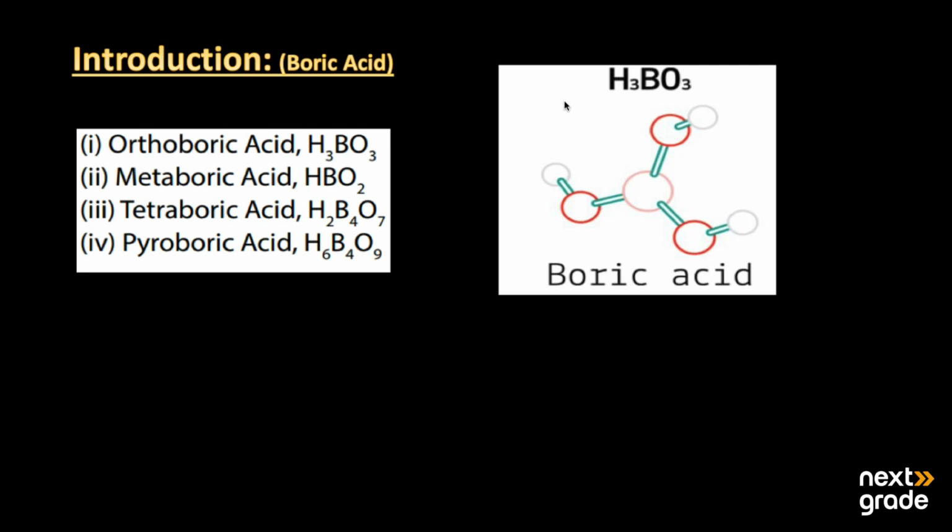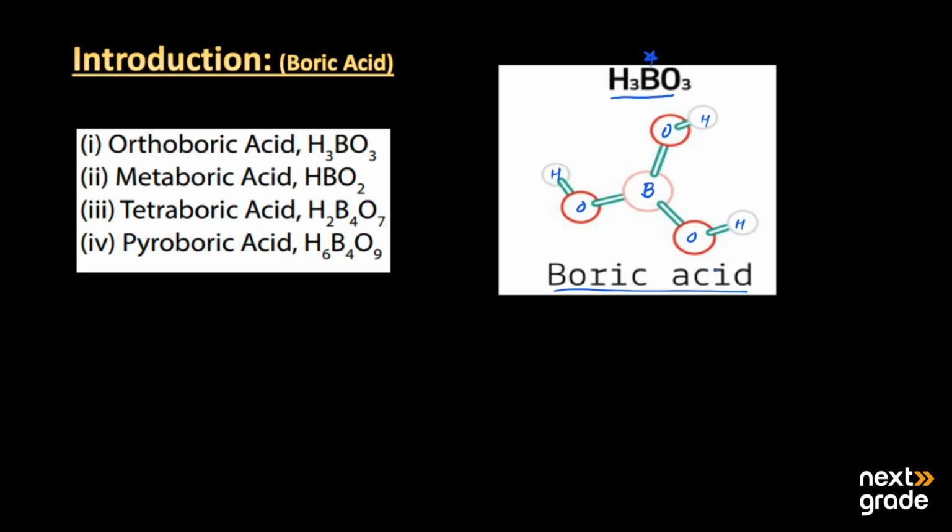So the topic that we will discuss today is boric acid. Boric acid is mainly a compound of boron. Its formula is H3BO3, in which three hydrogen atoms are combined with the boron and the three oxygen atoms. Its name is boric acid. In the center we can see the boron, these are the oxygens, and here we have the hydrogen atoms combined with them. So this is the simple formula for boric acid.